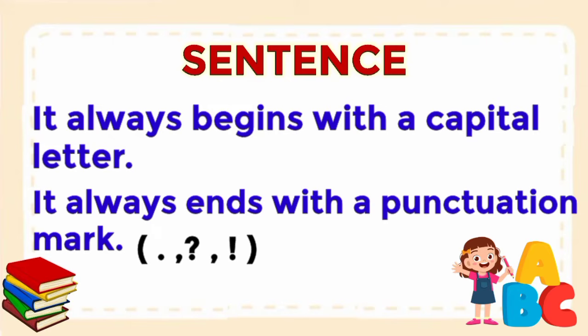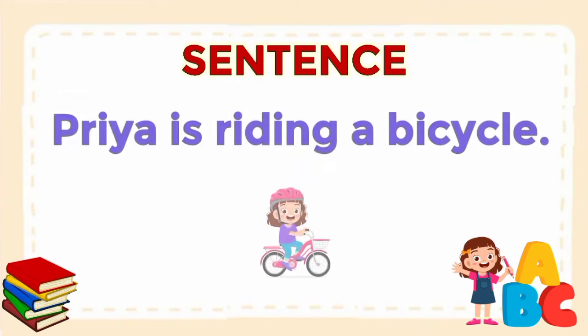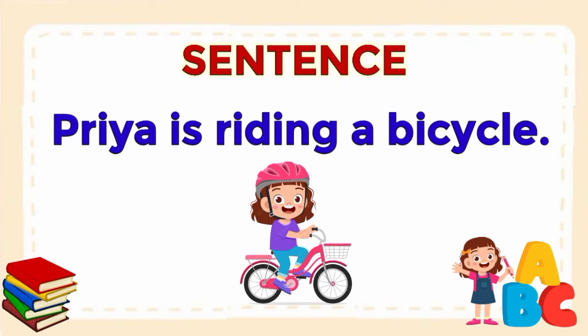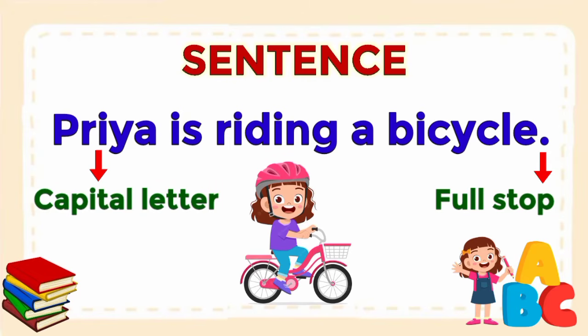Now let's see one example. Priya is riding a bicycle. Here in this sentence, it is said that Priya, this girl, is riding a bicycle. This expresses a complete thought and hence is a complete sentence. It begins with a capital letter and it ends with a punctuation mark, that is a full stop.